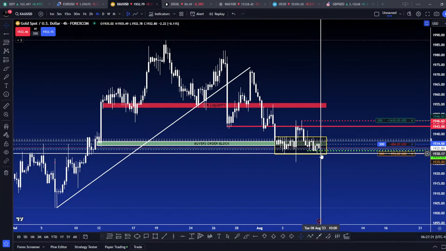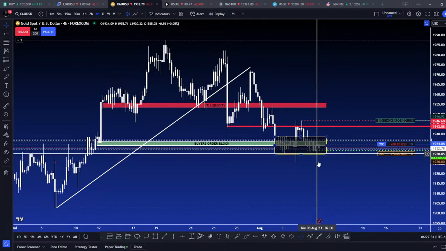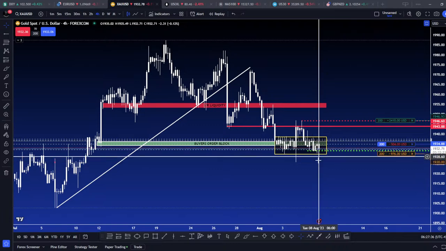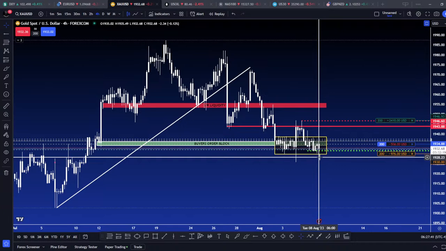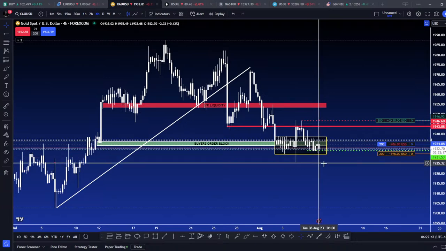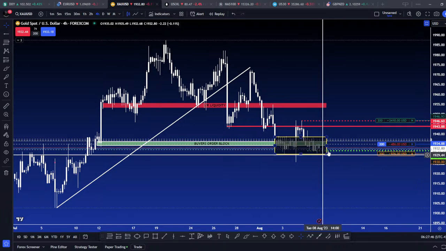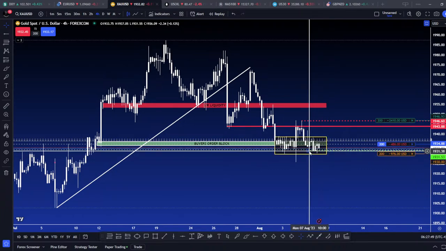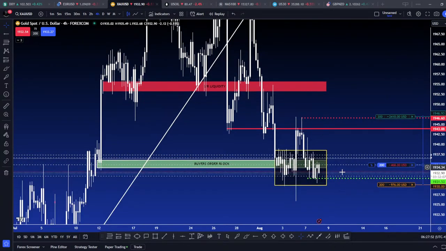So what I would prefer to see, if I am going to sell it, is that price breaks out of consolidation with the body of a candle that closes out, preferably one that opens and closes outside of the consolidation box. That'll let me know that the low of the previous day has been broken, which is this green line. Let me zoom this in for you guys.